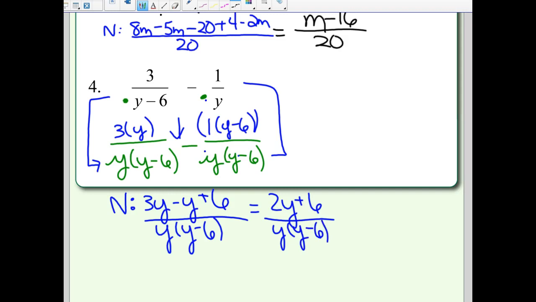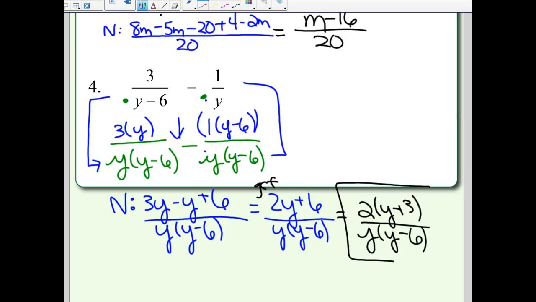Is that in simplest form? Did you see I have a GCF up here in my numerator? So I've got to factor out the GCF. We're going to factor out a 2. And we have y plus 3 all over y times y minus 6. And that's my final answer. If you remember, as we've gone through and done all these problems, my answer has to be in most factored form.